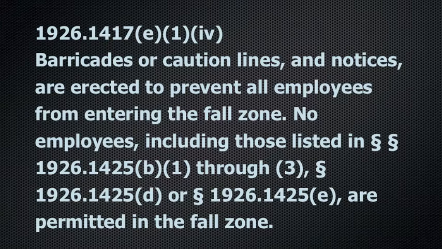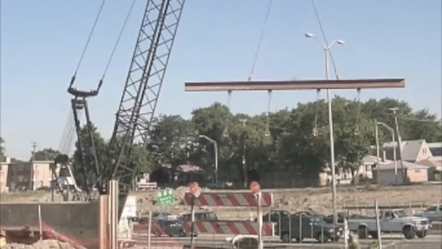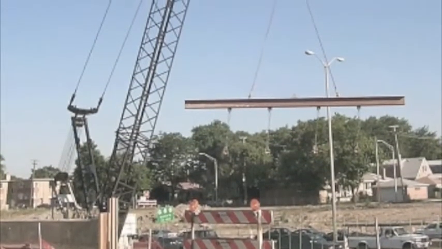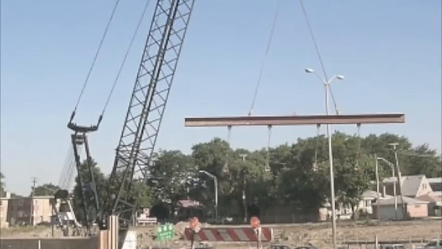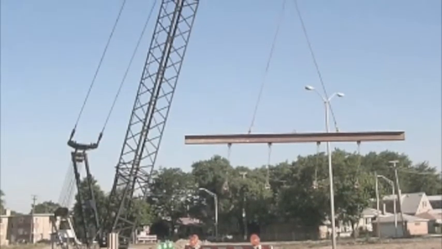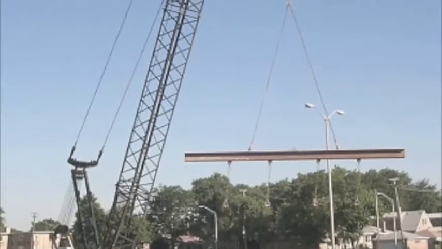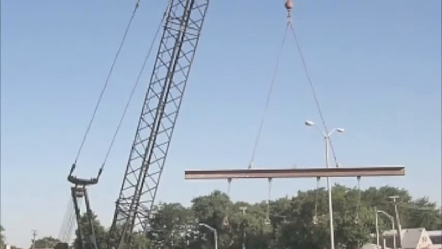No employees, including those listed in subsection 1926.1425B1 through 3, subsection 1926.1425D, or subsection 1926.1425E, are permitted in the fall zone. Here's an example of a load that is to be suspended over an extended period of time. As you can see, the site has been properly marked and barricaded to ensure that no employees enter the fall zone.